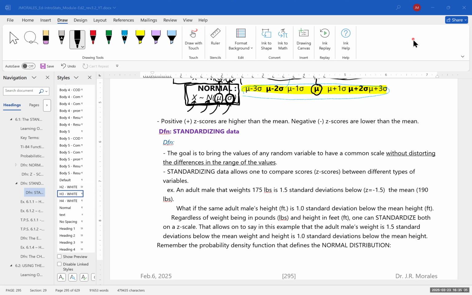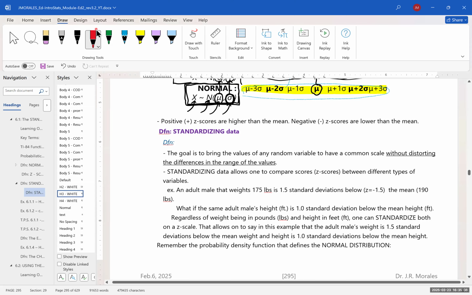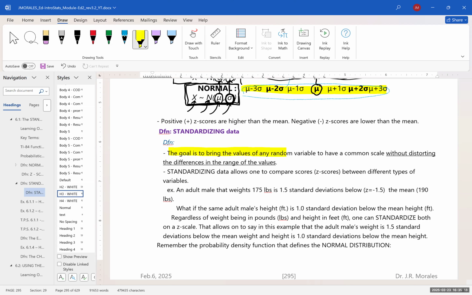All right, let's talk a little bit more about standardizing data, converting it into a unitless scale. So the goal is to bring values of any random variable to have a common scale without distorting the differences in the range of the values.